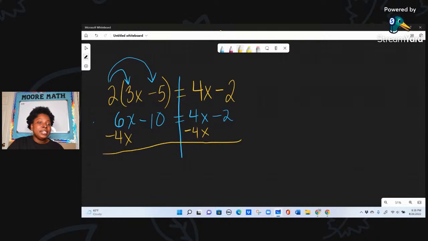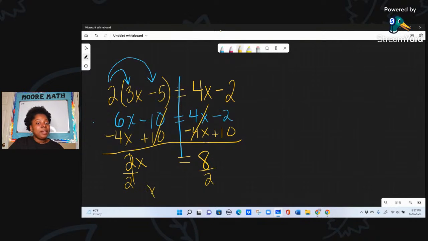And to move this -10 to the other side, I'm going to add 10. Okay, so this cancels out. And 6 minus 4 is 2. All right, -2 plus 10 is really 2 minus 10, which is 8. And now we divide by 2 to solve. And x equals, look how pretty that came out. I just made that up. And x equals 4.